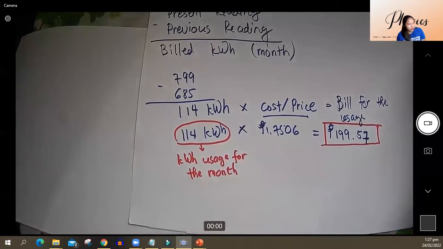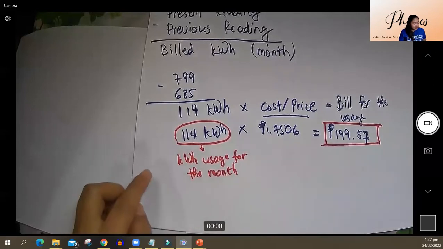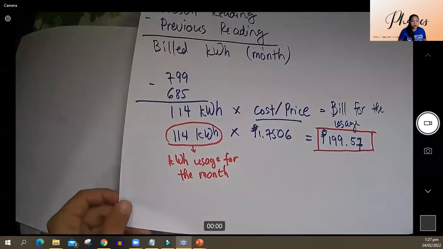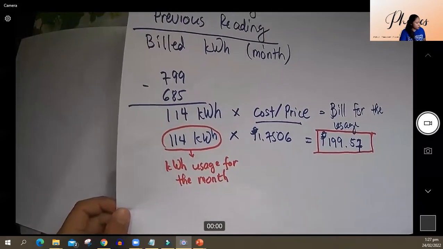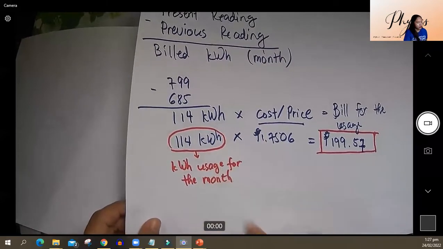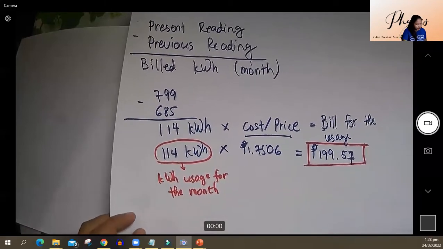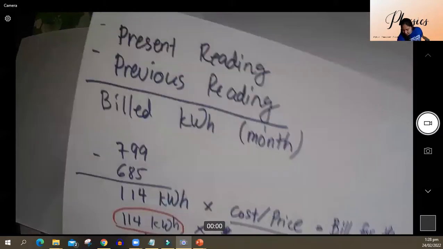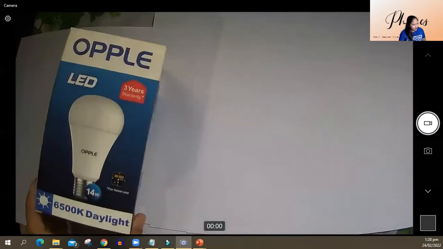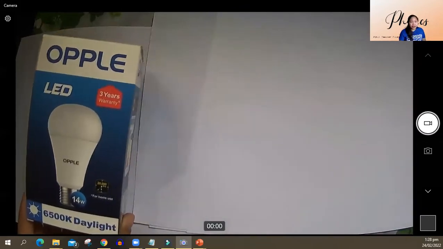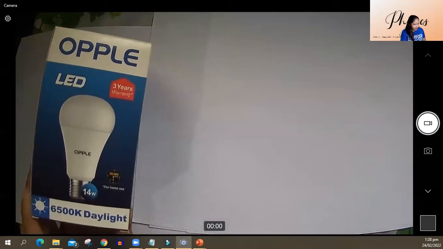Now, the question is, among the appliances and gadgets you have at home, let's say this is your usage. Among the appliances and gadgets you have, which among them contributes most or contributes more to 114 kilowatt hour? So we can do that by checking the power of our devices. So let's have an example. I have here a lamp. So this is a lamp. I have one lamp here. Of course, you have many lamps at home, but let's just have one as an example.